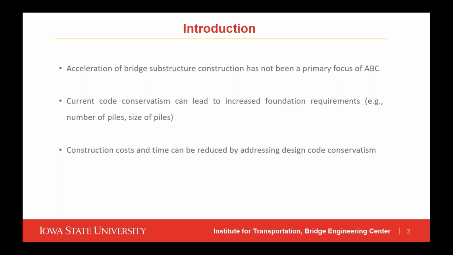Here in Iowa, the bridge design manual is largely based on AASHTO design guides, but what we've recognized in the standard designs that Iowa often implements is that there's a lot of conservatism in the foundation elements and requirements. That could be total number of piles, size of piles, or a combination thereof. So there's an opportunity here again to potentially reduce the substructure requirements and therefore expedite construction.